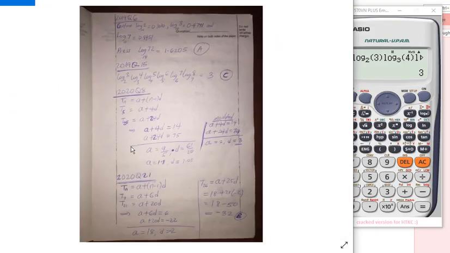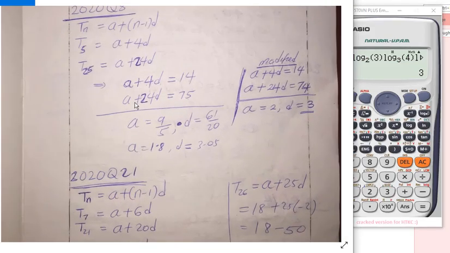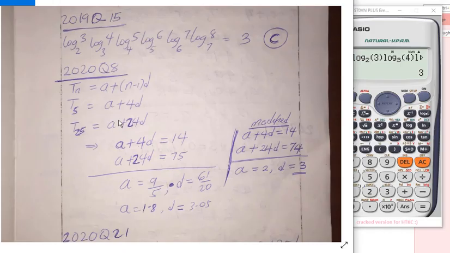Now the next question, look at it again. This is 2020 question 8. They are talking about an AP there, that the fifth term of an AP is 14 and the 25th term is 75. You should find the first term and the common difference. For you to be able to solve this question, you have to know the nth term of an AP. That's why I wrote it out. The nth term of an AP is a plus (n minus 1)d, right? So that means T5, anywhere you see n, put 5. This one will be a plus (5 minus 1)d. The 5 minus 1 is 4. That's a plus 4d.